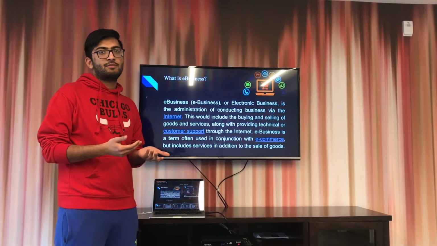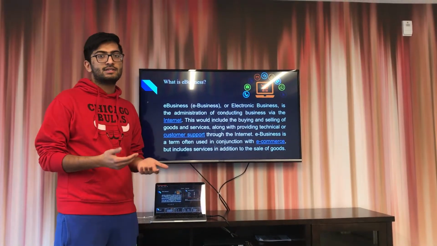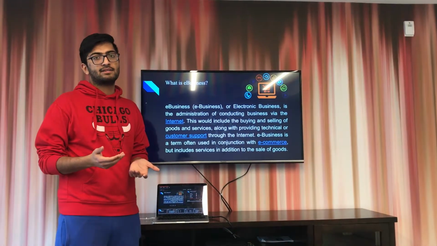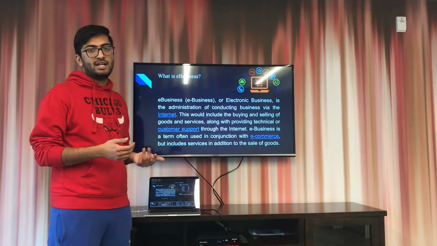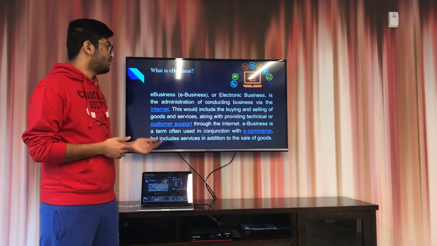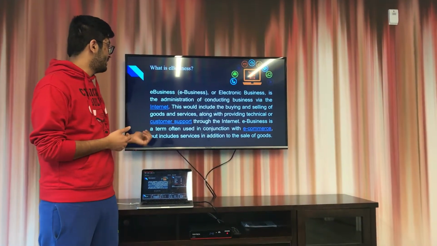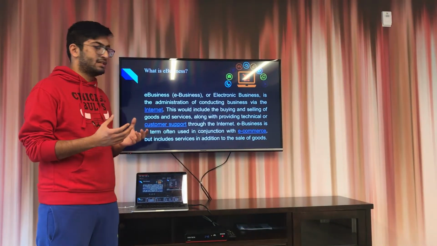One example of this could be Amazon, which allows you to both buy and sell goods, as well as provides you with technical support and services. Another example could be Kijiji or any other website that you use online for buying or selling of goods or services. One thing that people often misinterpret is they confuse e-business with e-commerce.